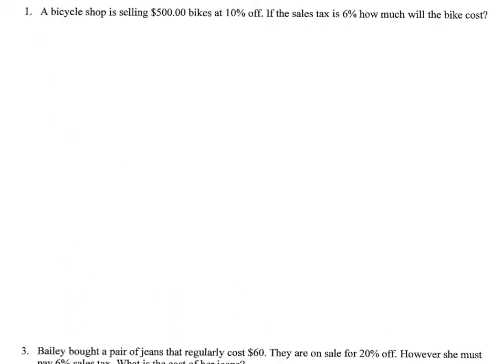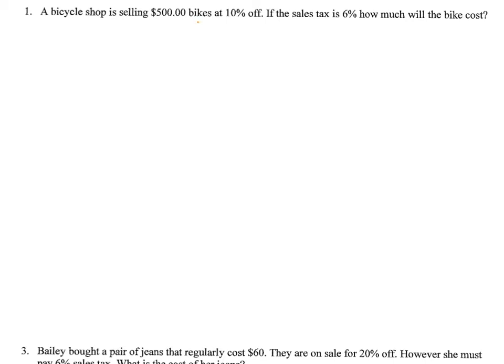I'll take a look at a couple of examples that involve tax. Okay, but we do the process the same. You have to do each step separately. So first of all, a bicycle shop is selling $500 bikes at 10% off. If the sales tax is 6%, how much will the bikes cost?